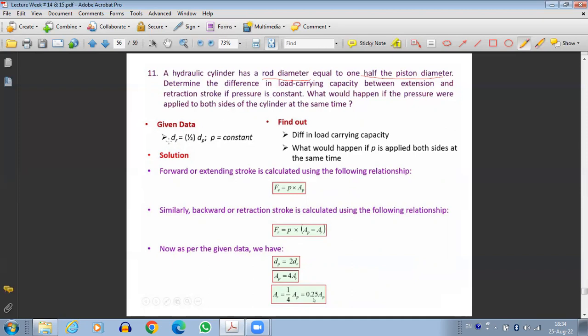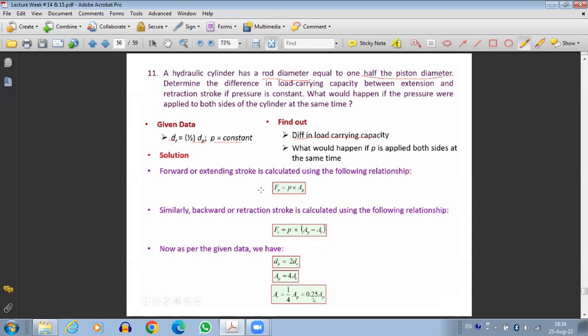So we have the given data: the diameter of the rod is equal to 1/2 the diameter of the piston, and the pressure is constant. So we need to find out the difference in load carrying capacity, and what would happen if P is applied both sides at the same time.